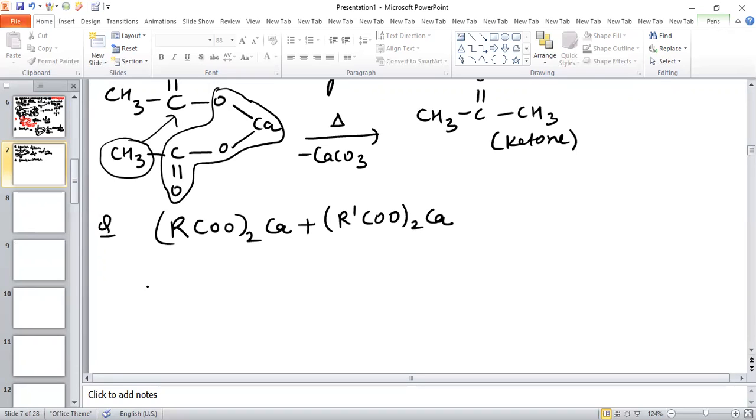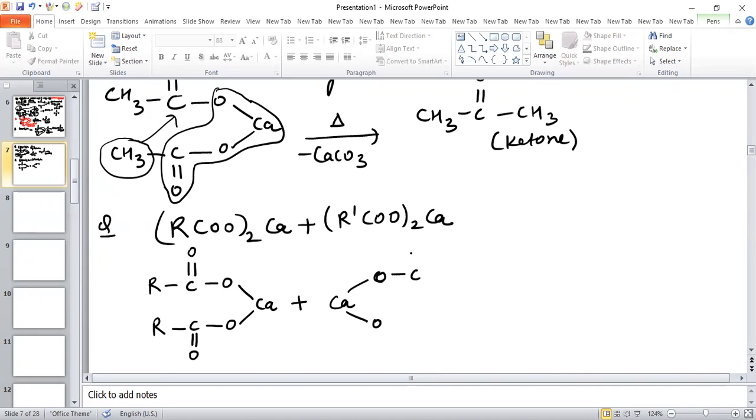Now see, expand this compound. When you expand this compound like this, RCOO, this is basically the calcium. Now again oxygen there, carbon double bond oxygen, and R is there. Plus another. You can also write this compound in this way, calcium and again carbon. So this calcium is attached with oxygen, again C double bond O, and on this carbon R dash group is attached.